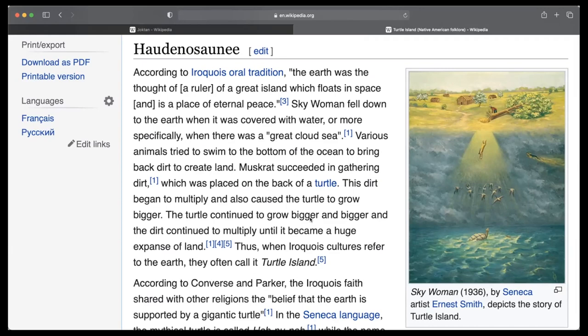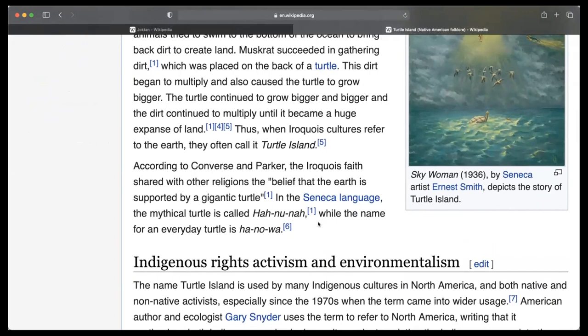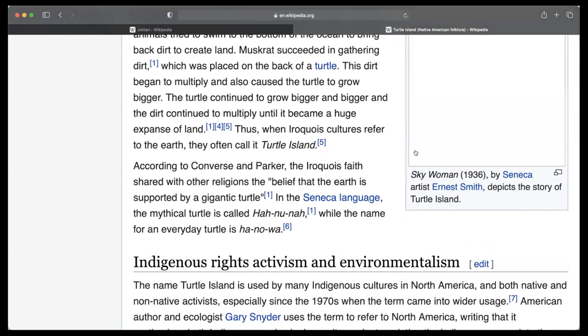According to Converse and Parker, the Iroquois faith shared with other religions the belief that the earth is supported by a gigantic turtle. In the Seneca language, the mythical turtle is called Hanu Na or Hanuna, while the name for everyday turtle is Hanowa. Wow.